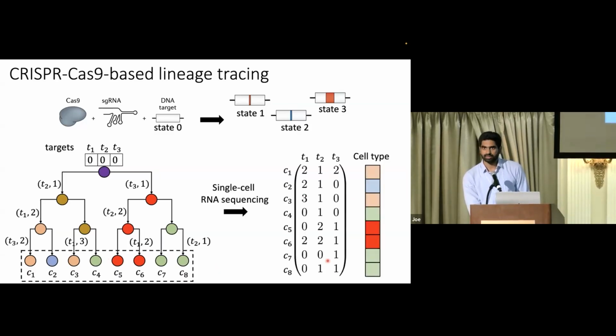which you can measure, okay? So each column here is a target location. The entries are telling you the mutational state, and each row is a cell. And the measurements are only at the leaves of this tree, okay?